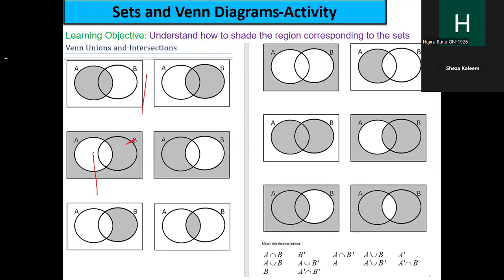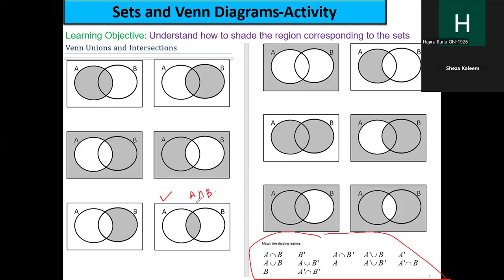Now here you have some regions already shaded and some sets given. You just have to match which Venn diagram is of which set. So first is A intersection B. Tell me which one will be A intersection B shaded together. This is your A intersection B.